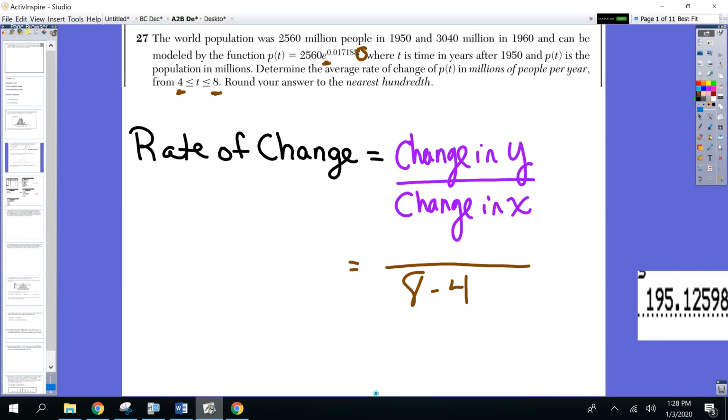Okay, your change in Y. So I need this value minus this value. This will be when you plug in 8 into the equation. You get a value out. This will be when you plug in 4 for T. You'll get a value out. Okay? I use the equations to get the Y values.